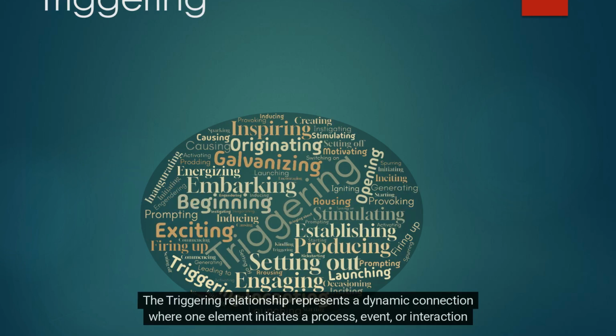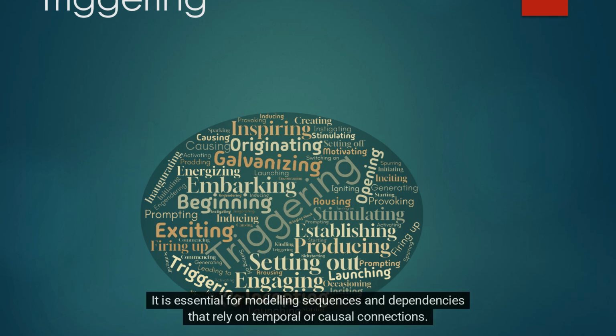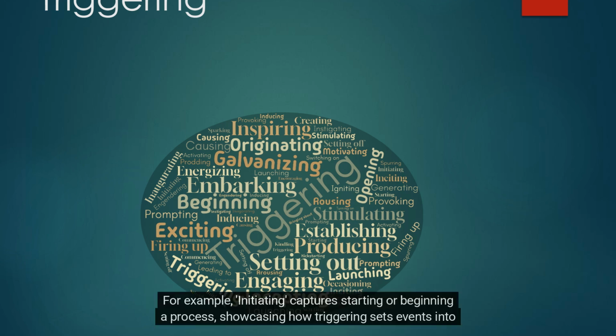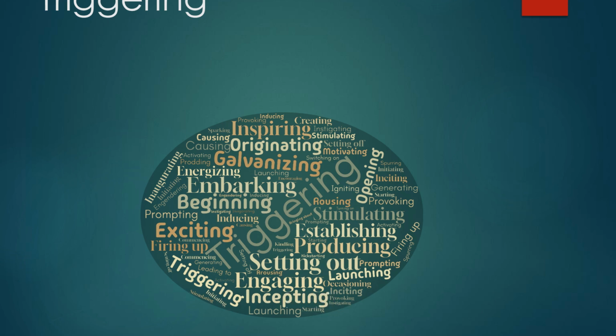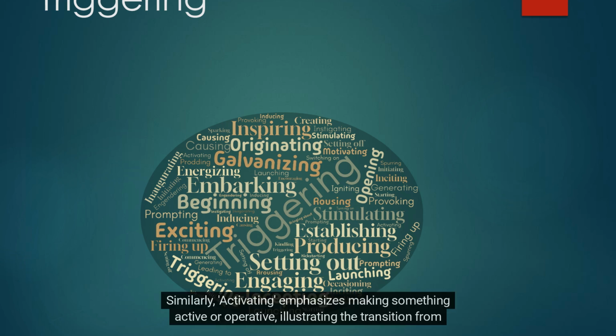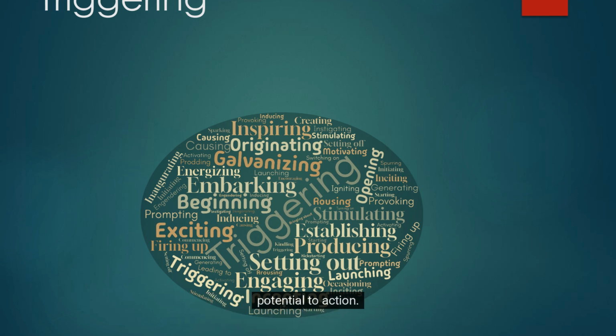The triggering relationship represents a dynamic connection where one element initiates a process, event, or interaction in another. It is essential for modeling sequences and dependencies that rely on temporal or causal connections. For example, initiating captures starting or beginning a process, showcasing how triggering sets events into motion. Similarly, activating emphasizes making something active or operative, illustrating the transition from potential to action.